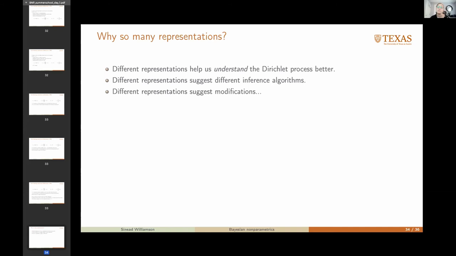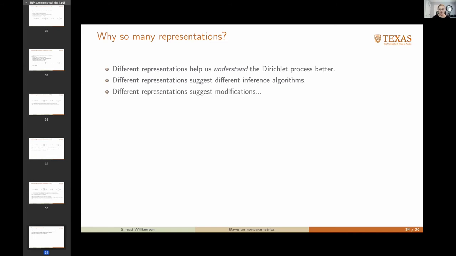But the reason why I went with so many different ways of having the infinite Dirichlet distribution, the urn scheme, the restaurant scheme, the stick breaking, is because each of these help us understand what's going on in a slightly different way, right? It was really easy to see that rich gets richer behavior in the Chinese restaurant process. And it's really easy to picture how the probabilities look in the stick breaking process.